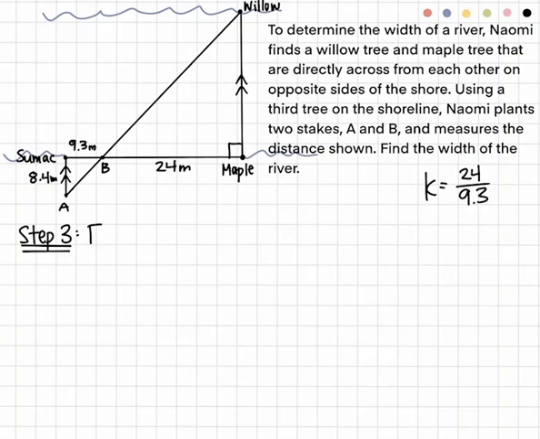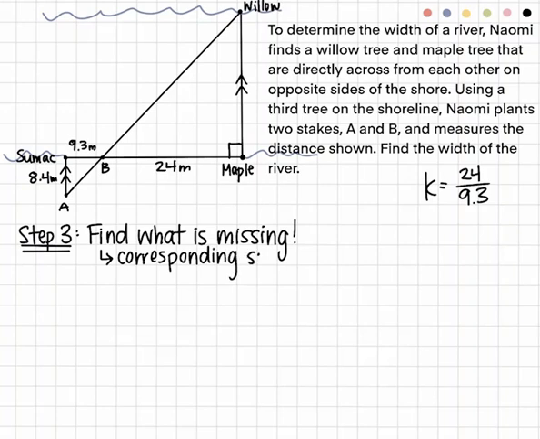And now we're going to find what is missing. Okay, I wanted to use a blanket statement because when we do area, it's still step 3, you're still finding what's missing. So we're finding what's missing, right? In this case, what are we looking for? We're looking for the corresponding side length, which is the width of the river.